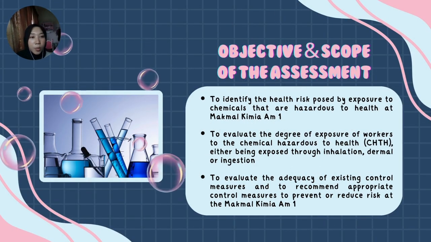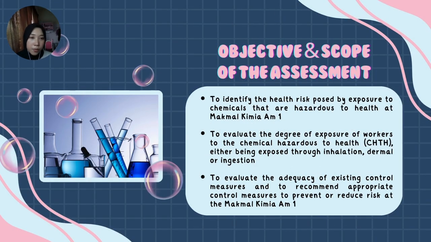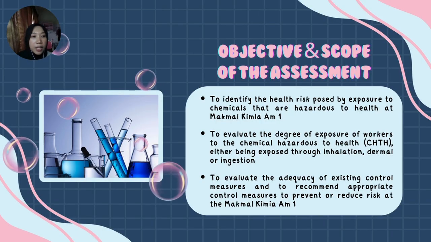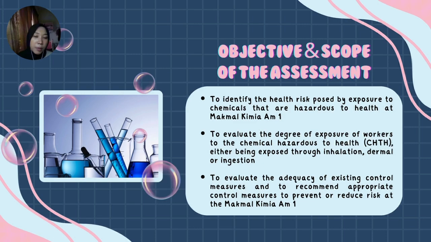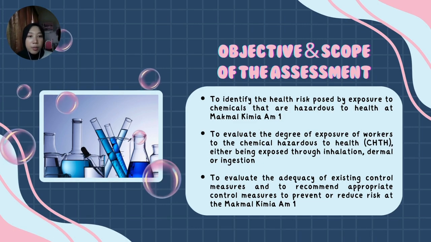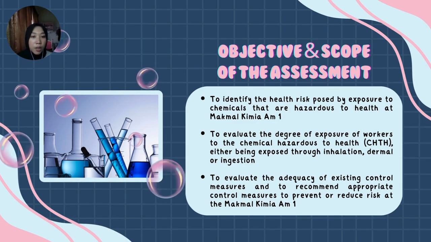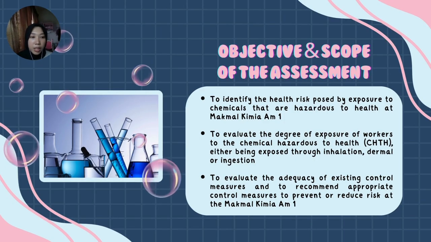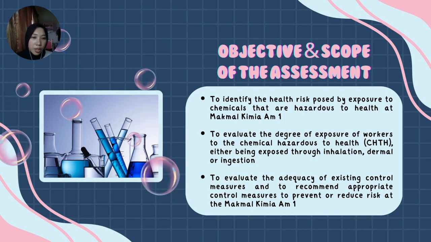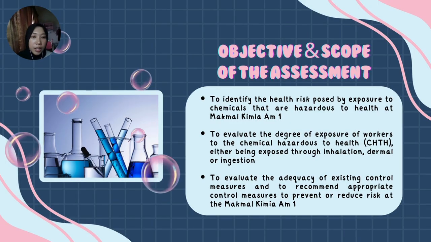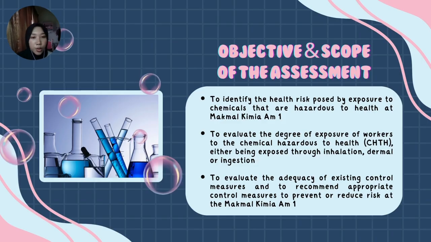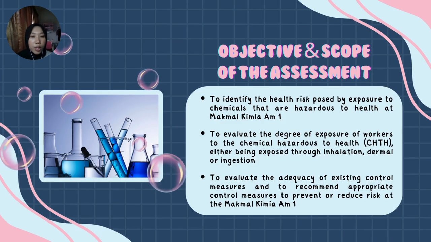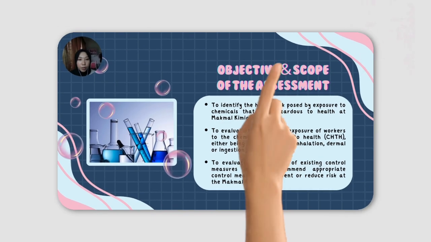For the objective and scope of this assessment, we have three objectives. The first is to identify the health risks posed by exposure to chemicals hazardous to health at the Makmal Kimia Am1. The second is to evaluate the degree of exposure of the workers to chemicals hazardous to health, either through inhalation, dermal contact or ingestion. The last is to evaluate the adequacy of the existing control measures and to recommend appropriate control measures to prevent or reduce the risk at the Makmal Kimia Am1.